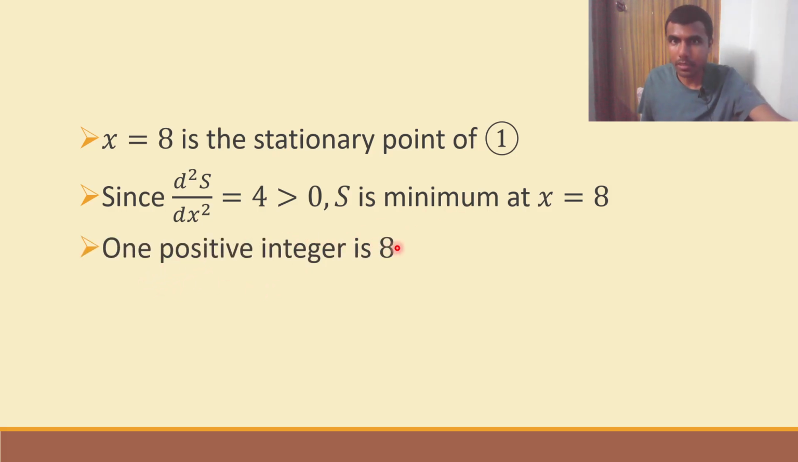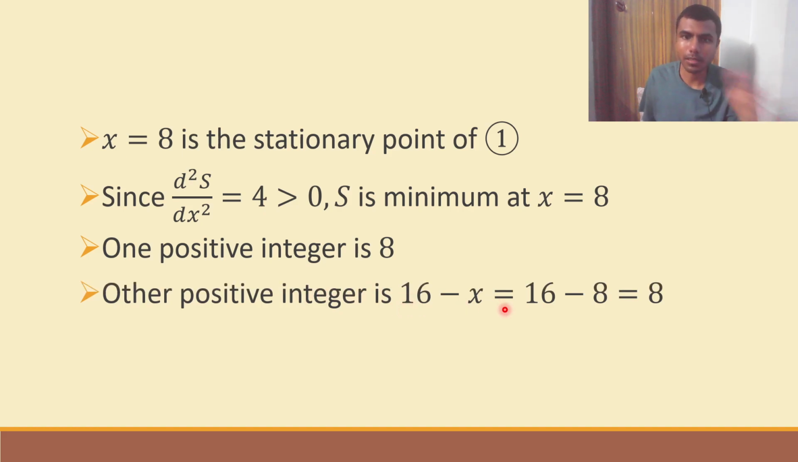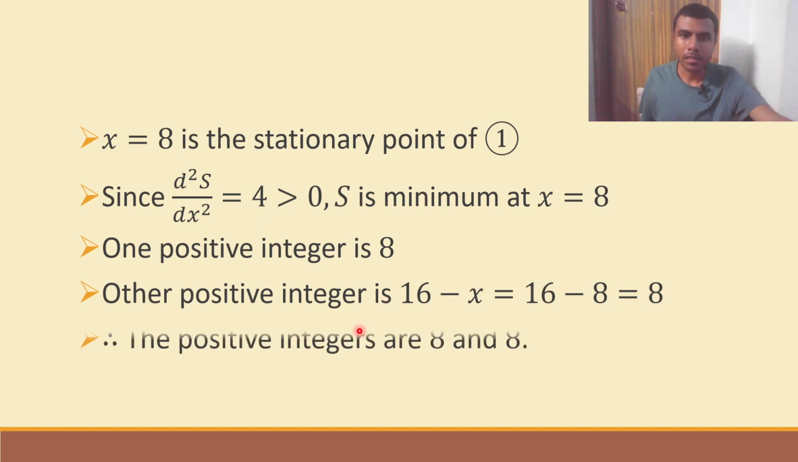So one positive integer is x, which is 8, and the other positive integer is 16 minus x, which is 16 minus 8, which is equal to 8. And ultimately the two positive integers are 8 and 8.